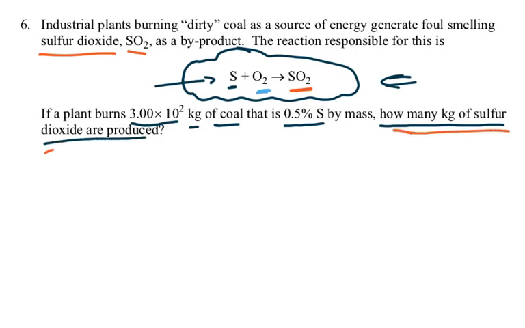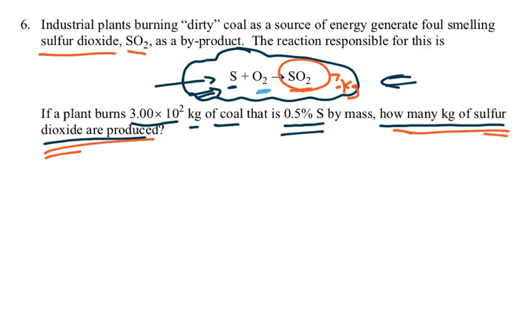So again, I should underline that in red, because that's the first thing you need to do when you do these problems: identify what is it I'm starting with and what is it I need to find. So you want to find kilograms of sulfur dioxide, and we're going to start with S. But we have to figure out S first.